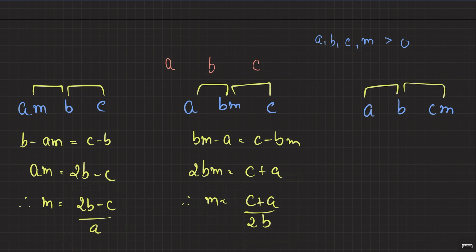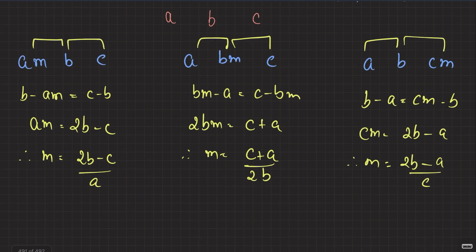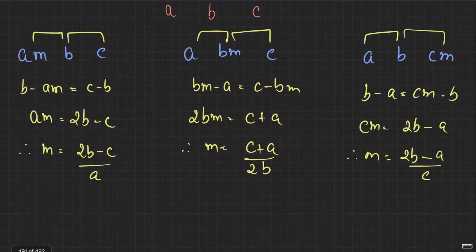Now let's see this one. Here B minus A should be equal to CM minus B, right? So what will happen here now? CM is equal to 2B minus A. Therefore, M is equal to (2B minus A) divided by C. So if multiplying by C turns this into an AP, then M has to be equal to this.